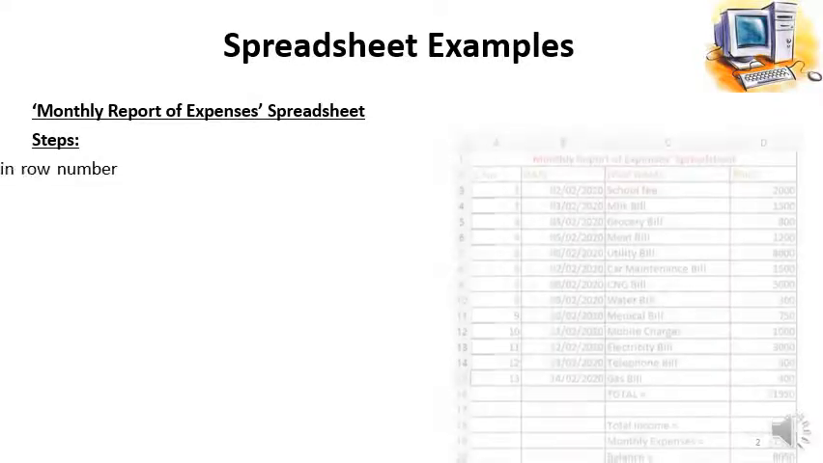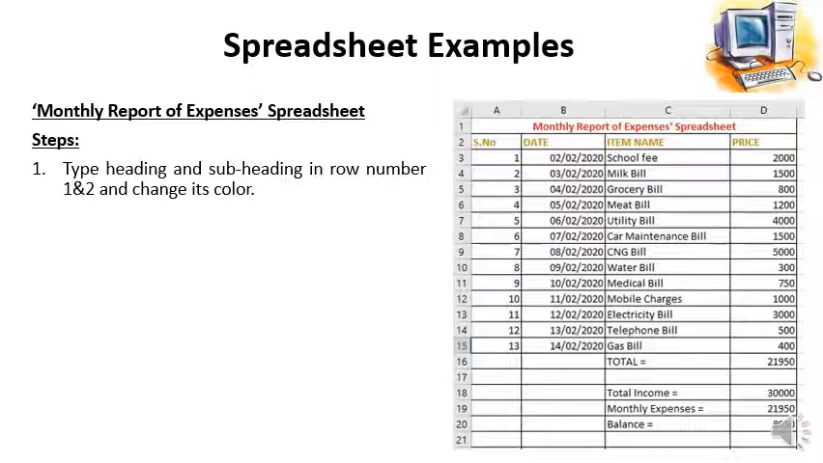The steps which are required to make this monthly report of expenses are, step number 1: type heading and subheading in row number 1 and 2 and change its color. We can see it here in this image. Second is enter data in first 4 columns as in figure.